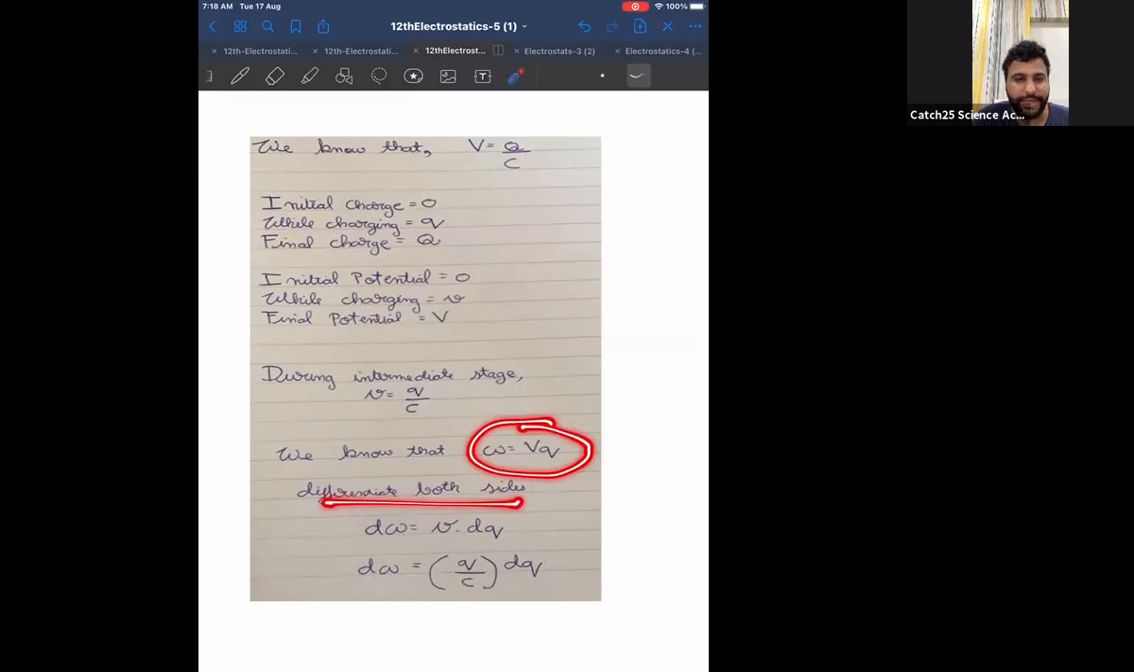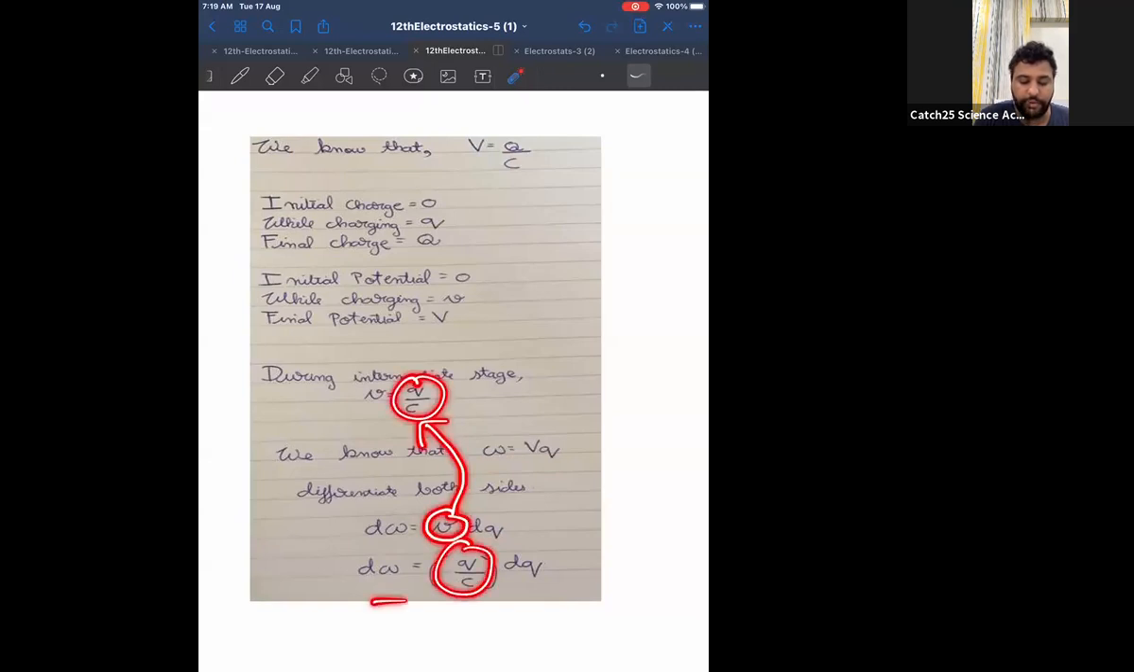Now I'll differentiate both sides. Differentiation of W is dW. Differentiation of capital V, that is the overall potential, is the intermediate potential, small v, and differentiation of Q is dQ. Remember, if W is equal to VQ and I differentiate both sides, W will become dW, capital V will become small letter v, which is nothing but dV, and Q will become dQ. And small letter v, look at the screen, is nothing but small letter q by c. Therefore, dW is equal to small letter q by c into dQ.